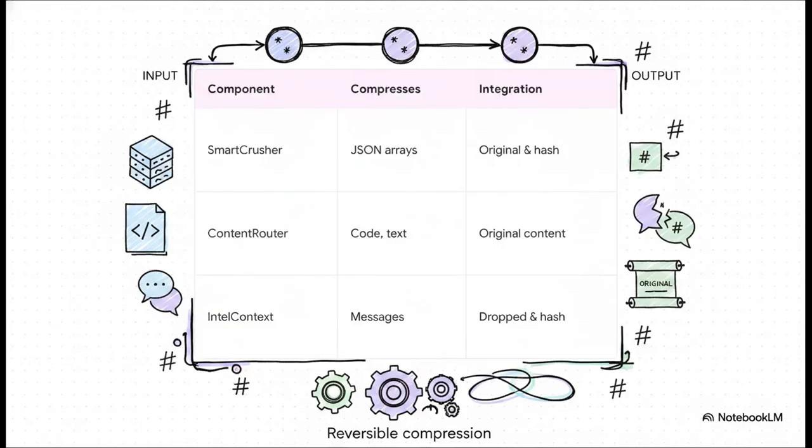Looking at the full technical stack here, you can see how different components leverage this architecture in their own unique ways. Smart Crusher handles JSON arrays from tool outputs, storing the original array and injecting a hash marker. Content Router handles the heavy text stuff like code, logs, and search results, storing the original content based on specific routing strategies. And Intelligent Context, which we literally just talked about, handles conversation messages, storing any dropped turns and passing along that all-important hash marker. Basically, every part of the context is covered.